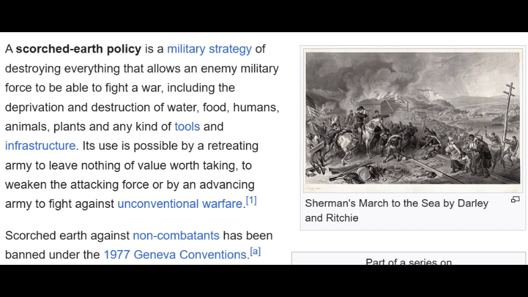And in this case, they would implement a scorched earth policy, which, according to Wikipedia, is a military strategy of destroying everything that allows an enemy military force to be able to fight a war, including deprivation and destruction of water, food, humans, animals, plants, and any kind of tools and infrastructure. Its use is possible by a retreating army to leave nothing of value worth taking, to weaken the attacking force, or by an advancing army to fight against unconventional warfare. Scorched earth against noncombatants has been banned under the 1977 Geneva Convention. Yeah, who gives a crap? Geneva Conventions don't mean anything. And they never have.